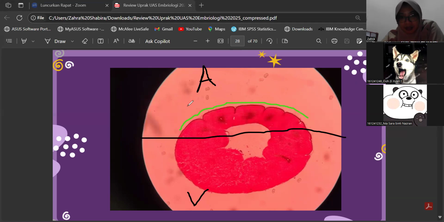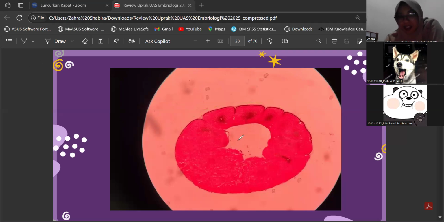Kalau di garis itu, this one, micromere in area bla bla bla pole, macromere in area bla bla bla pole. Apa tuh? What is that? Animal pole and vegetal pole. Yes, animal pole and vegetal pole.